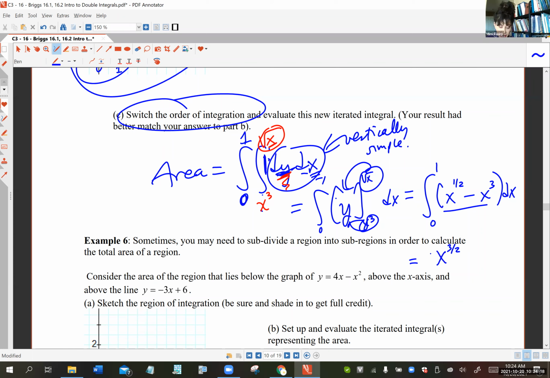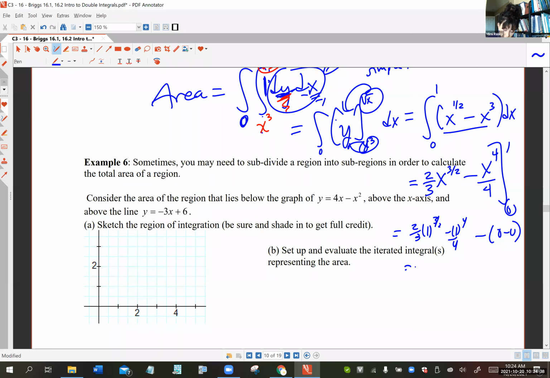Divide out by 3/2, but that's the same as multiplying by the reciprocal, which is 2/3, minus, and then the antiderivative of x cubed is x to the 4th over 4, and then evaluate this between 0 and 1. And then when you plug in the zeros, you're going to get a bunch of zeros.